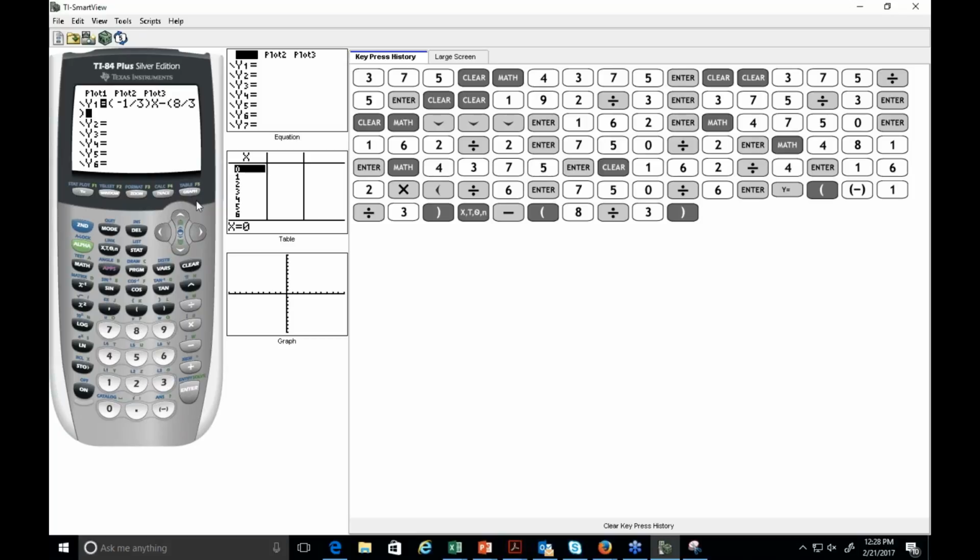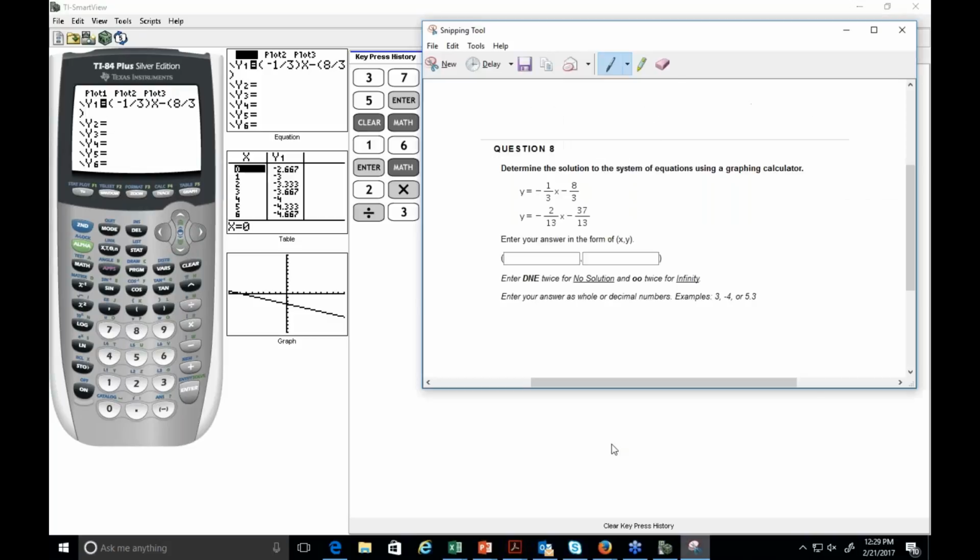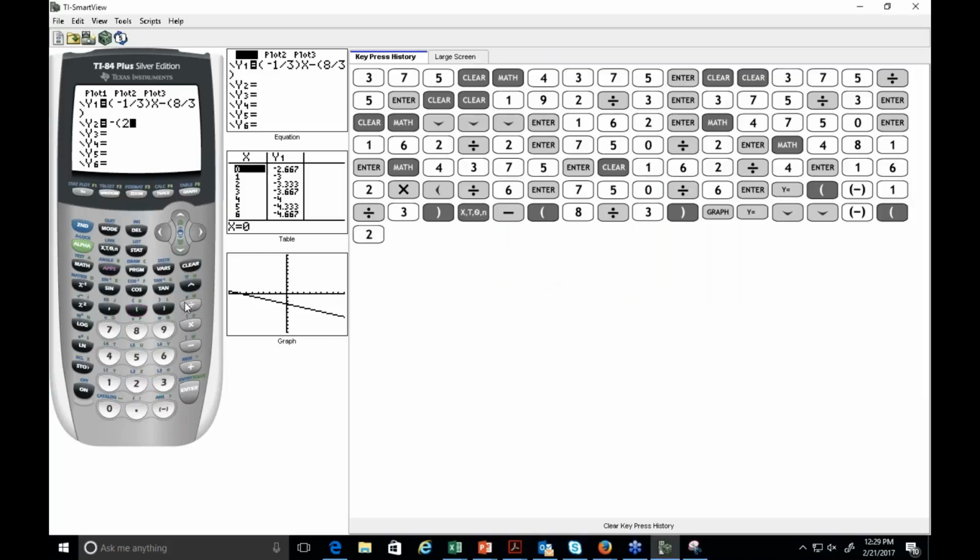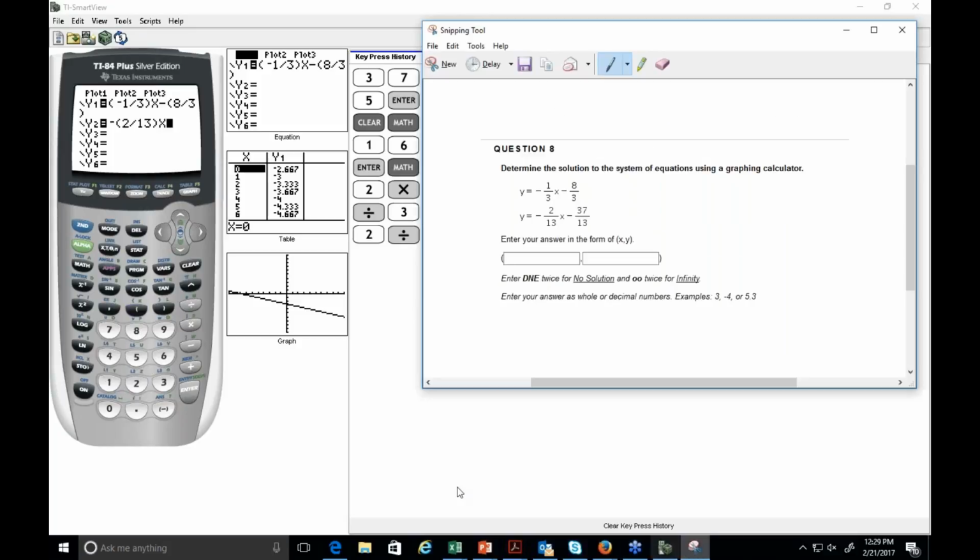And there it is. Okay, let's do the other one. So I need to put in another equation. I'm going to go back to y equals, cursor down, and then enter the next one. So it's negative 2/13x, so negative parentheses 2/13 x, minus 37/13.